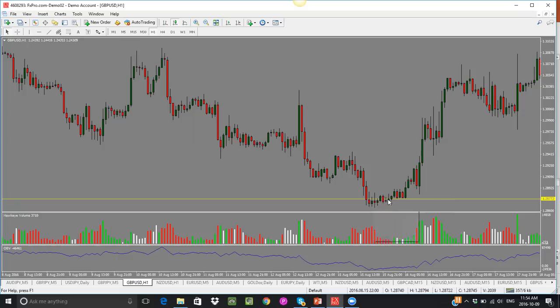Here, as you can see, we have small candles and then a large green candle. This now shows us a shift in the marketplace, where we have gone from sellers being in control to buyers being in control.